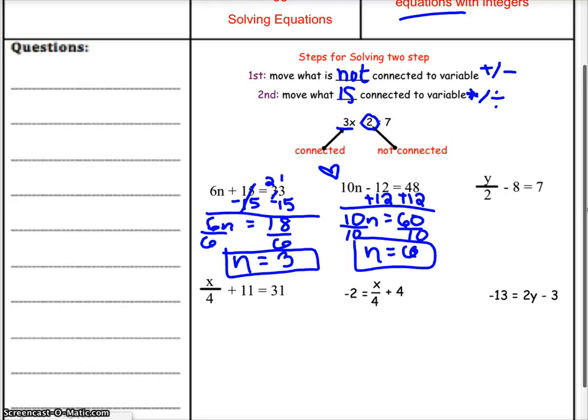Okay, so now I have y over 2 minus 8 equals 7. What's not sticking to the y? The 8. So I need to move minus 8. The inverse of minus is to add. I'm left with y over 2 equals 15. What does over mean? What does this represent? What operation? Divide. So how do you get rid of divide? So I'm going to multiply both sides by 2. That cancels the 2 out, and I get y equals 30.